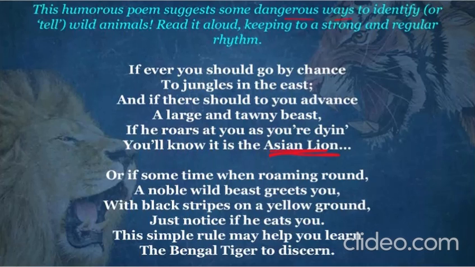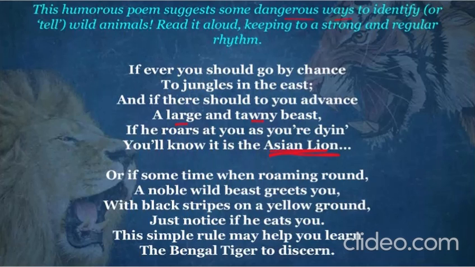How does the poetess tell it? If ever you're going to the jungles in the eastern side of the world, and suddenly when you're walking you see a large and tawny beast, and he is roaring at you when you're dying, meaning when you're suffering, you have to identify this is the Asian lion. I'm going to show you the detailed summary also, do not worry. So that's the first stanza about the Asian lion.